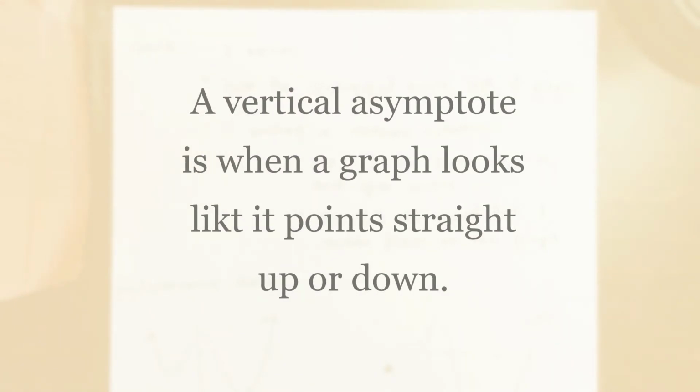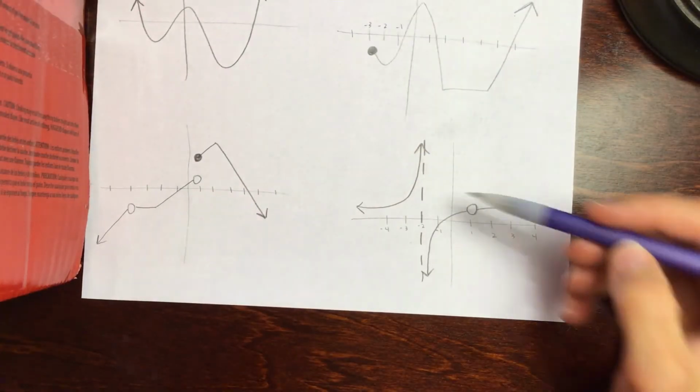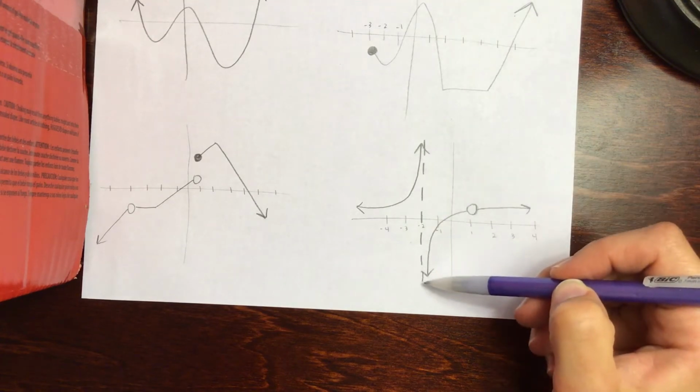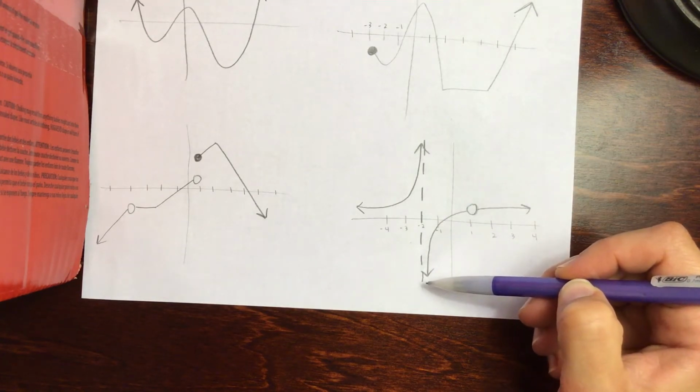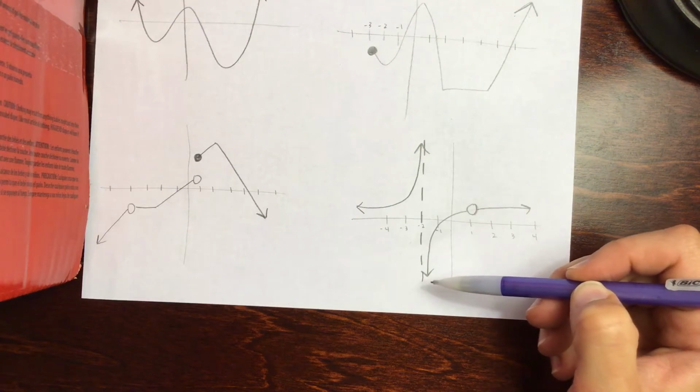A vertical asymptote is when a graph looks like it points straight up or down. You would have to pick up your pencil to continue drawing it. Sometimes I will plot the vertical asymptote for you, and other times it will be implied. You just have to pay attention to what's happening to the graph.